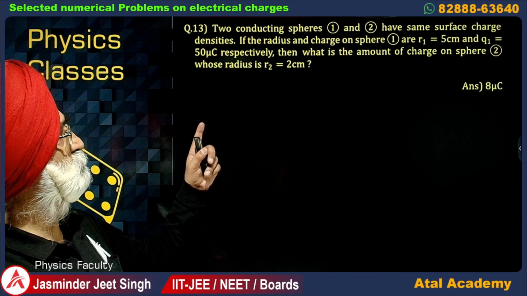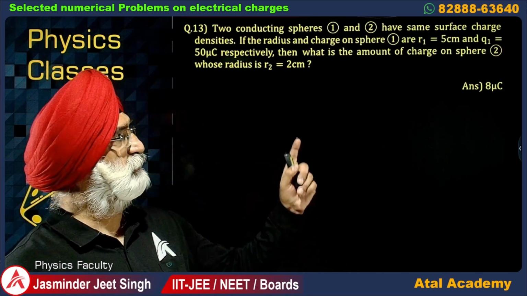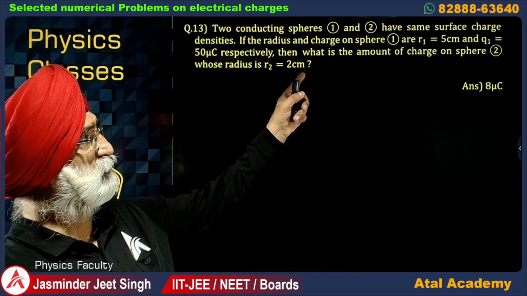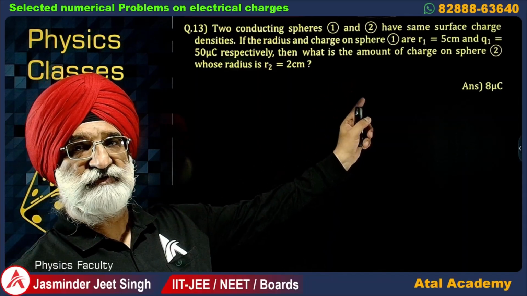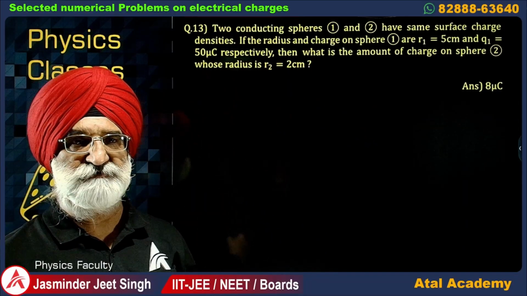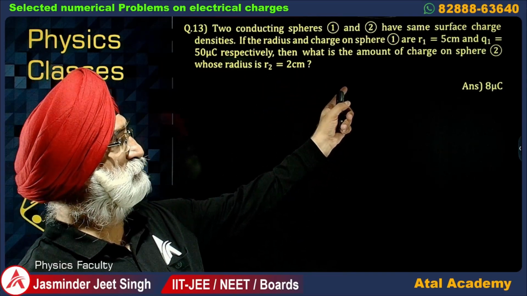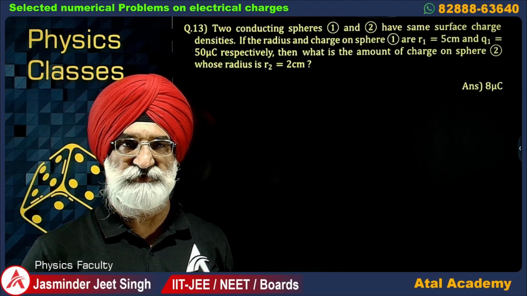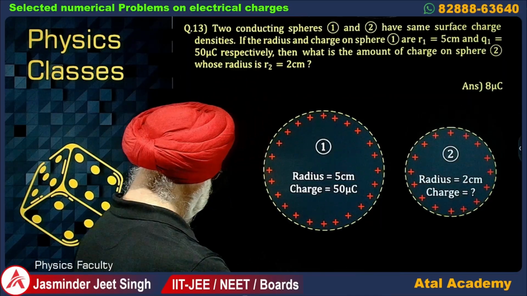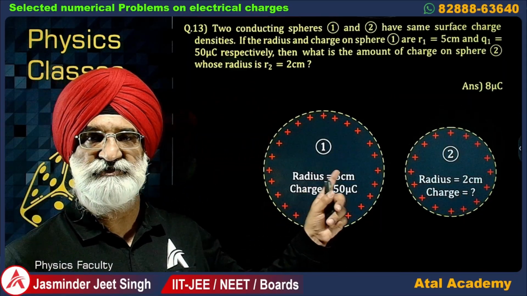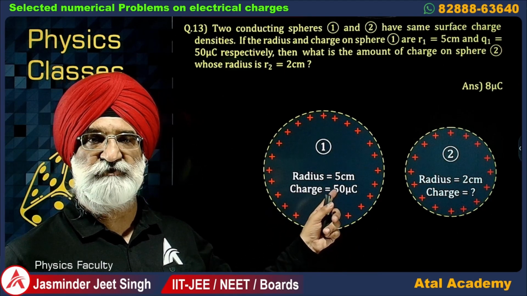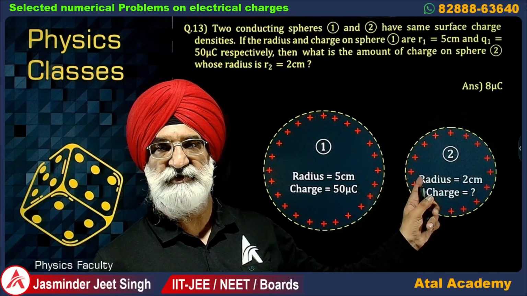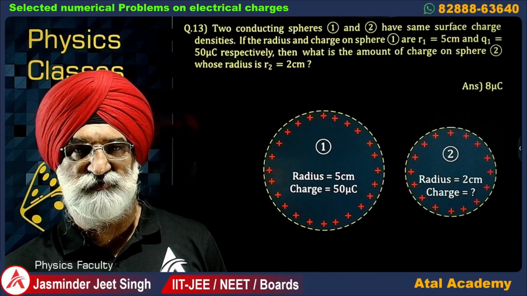Numerical number 13. Two conducting spheres 1 and 2 have the same surface charge densities. If the radius and charge on sphere 1 are R1 equal to 5 centimeters and Q1 equal to 50 microcoulomb respectively, then what is the amount of charge on sphere 2 whose radius is R2 equal to 2 centimeters? Here we have got two spheres, 1 and 2. Sphere 1 has a radius of 5 centimeters and a charge of 50 microcoulomb. Sphere 2 has a radius of 2 centimeters and the charge we are supposed to find out.